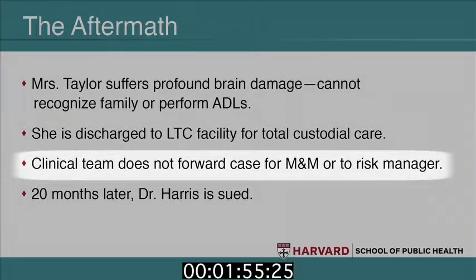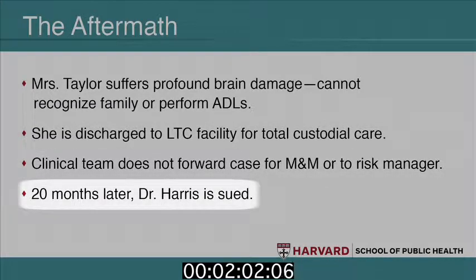There's no review of this case within the hospital, and nobody hears from this lady or family again for 20 months, when Dr. Harris gets the call from her partner saying, "You're being sued, and that's why I'm leaving medicine." What's going on in this case? Why did it become a malpractice case?